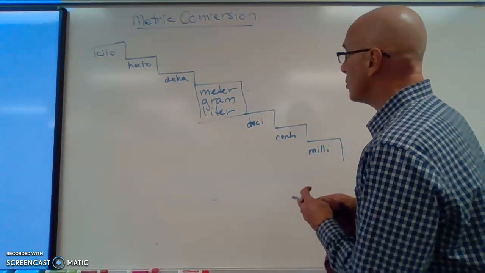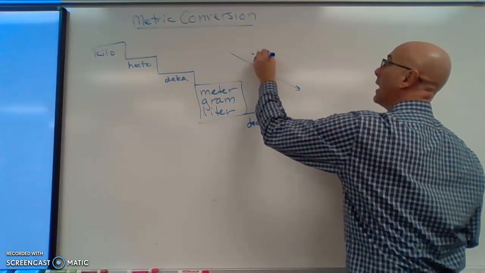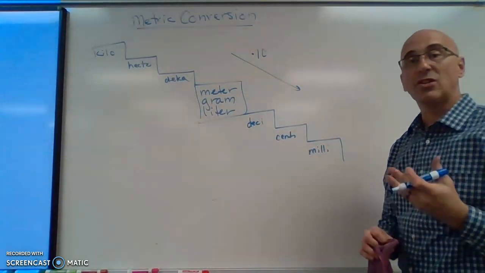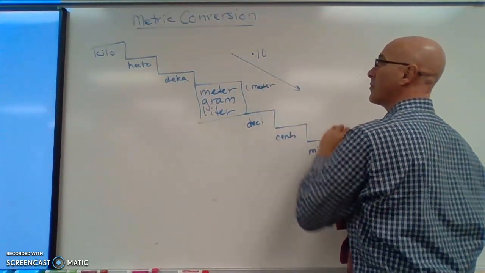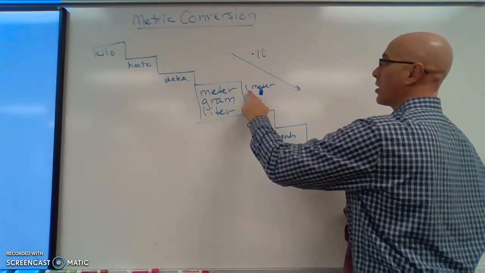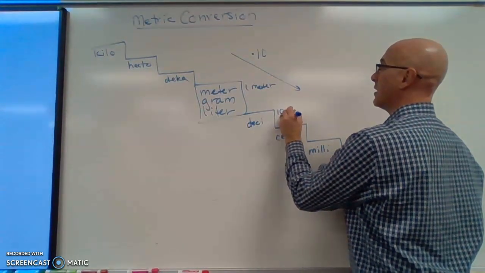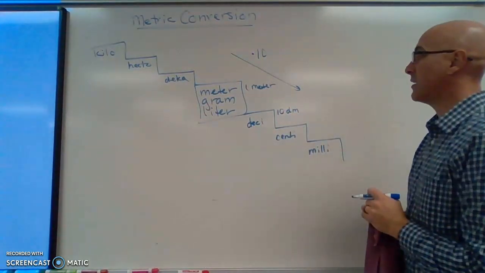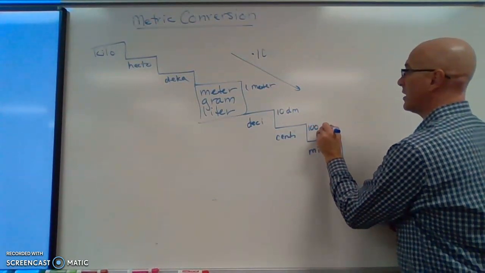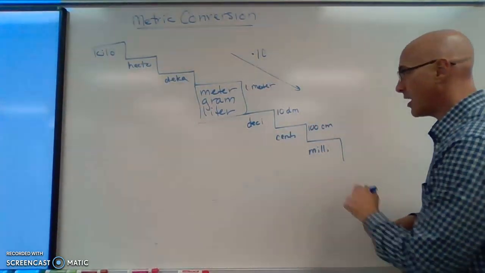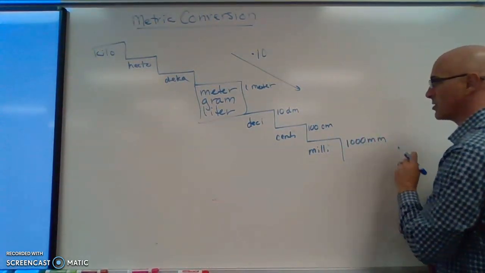When we move down here, we are going to multiply by 10 each step. So say we started off with 1 meter. How many decimeters? We are going to multiply by 10, so we have 10 decimeters. If we multiply by 10 again, we get 100 centimeters. If we multiply again, we get 1,000 millimeters.